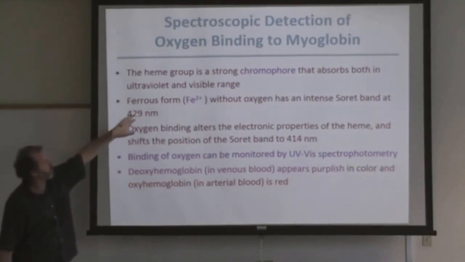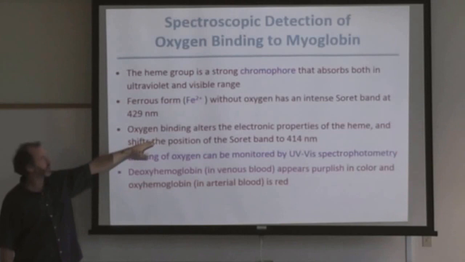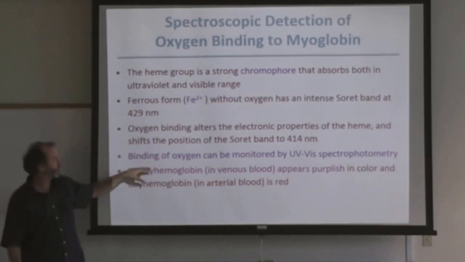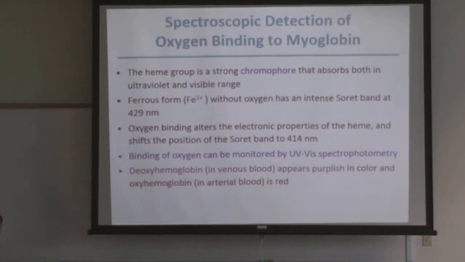So the ferrous form, Fe2+, without oxygen has an intense Soret band at 429. The oxygen binding alters the electronic properties of the heme and shifts that position to 414. So spectroscopically, you can tell whether it's bound or not, right?